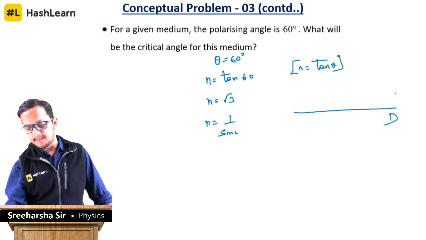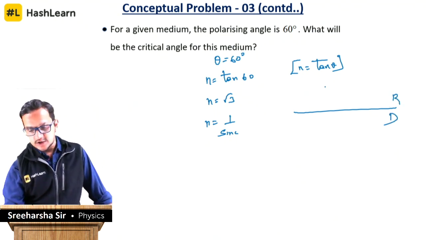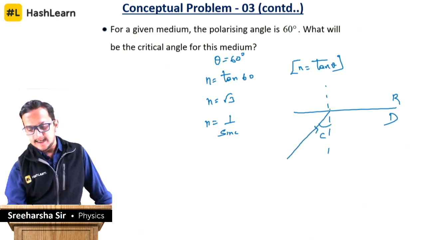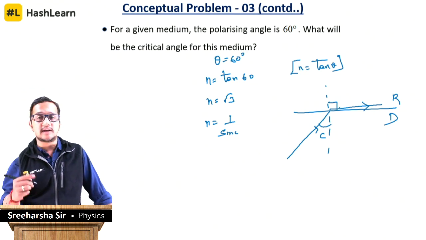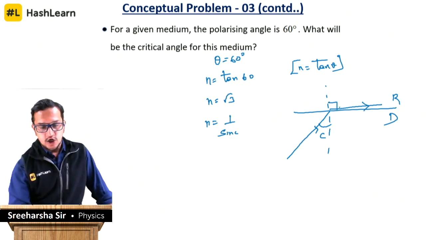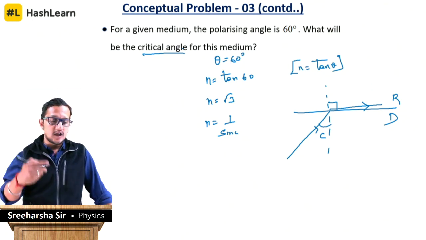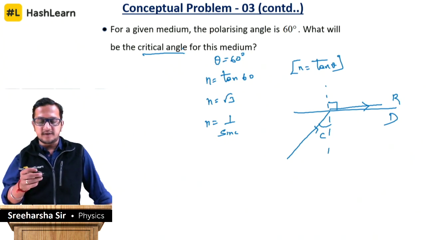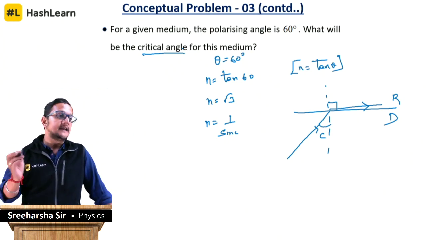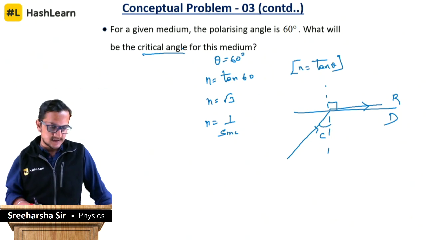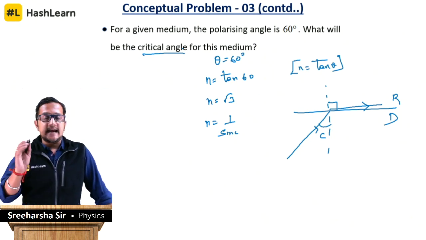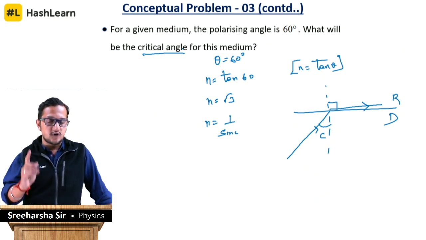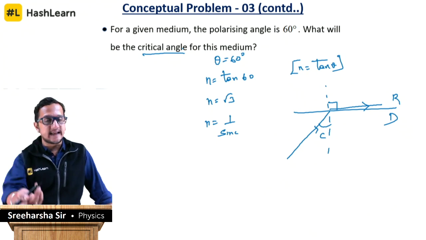Let us say this is your denser medium and this is your rarer medium. So if this is the normal, you have a ray of light which is incident at the critical angle, then the angle of refraction is equal to 90 degrees in the rarer medium. So critical angle is that angle of incidence in the denser medium for which the angle of refraction in the rarer medium is equal to 90 degrees.